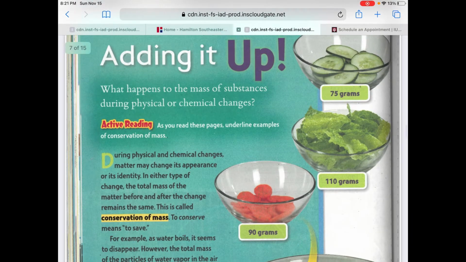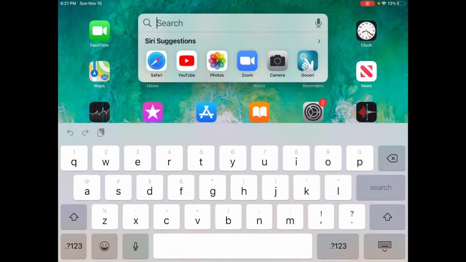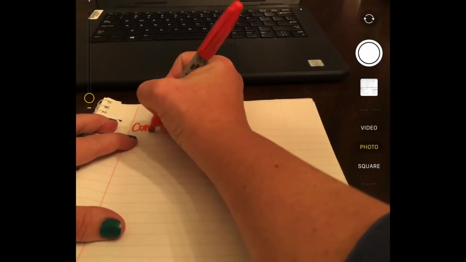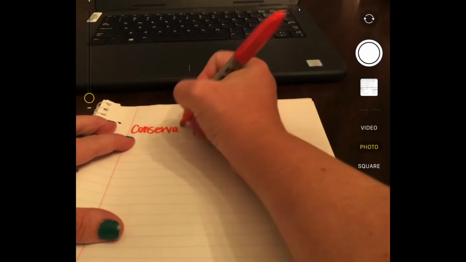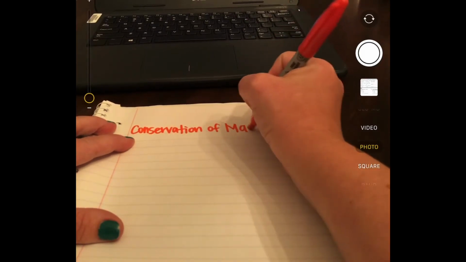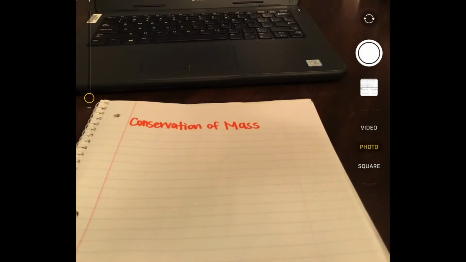Well, let's go ahead and everybody open your notebook. In your notebook, it's time for us to label something. Okay, so at the top, you're going to say conservation of mass. This is your science notebook, by the way. Make sure you're in your science notebook. Push pause if you need to get caught up, and push play when you're ready.